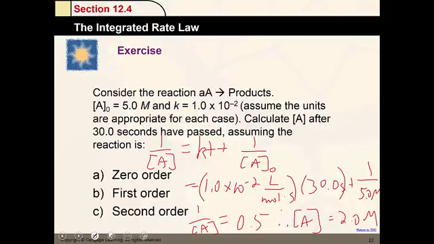Okay, so that's the integrated rate laws of zero, first, and second order. You should be able to solve for those and solve for each of their half-lives.